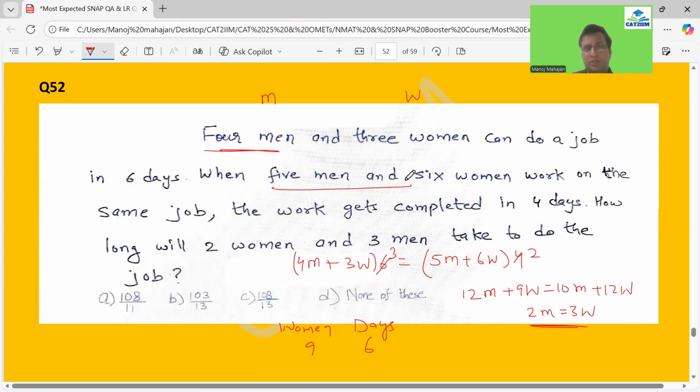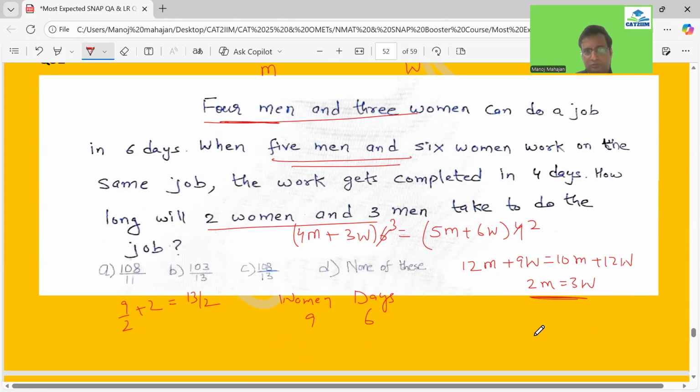Now, how long would 2 women and 3 men take to do the same job? Any one data you can convert, either convert this or this, and then you have to figure out the answer. So 3 men would be equivalent to what? 1 man would be 3 by 2. So 3 men would be 9 by 2. 9 by 2 plus 2. So 13 by 2, right? So we have to figure out 13 by 2 women and how many days.